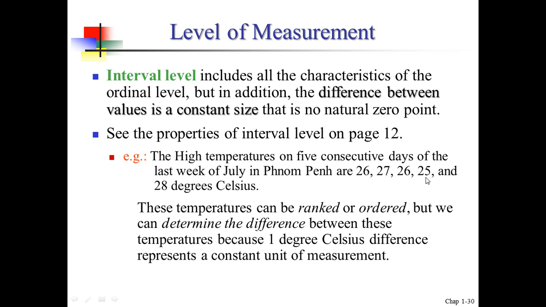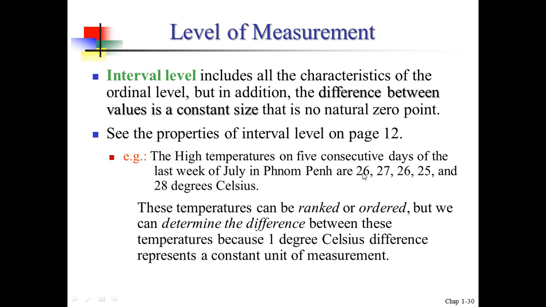So maybe most of the orders or arrangements we start from small to largest. That's why 25, 26, 27, 28. So from 25 Celsius to 26 is 1 Celsius difference. From 26 to 27, 1 Celsius difference. From 27 to 28, also 1 Celsius difference. That's why 1 difference from unit to unit.